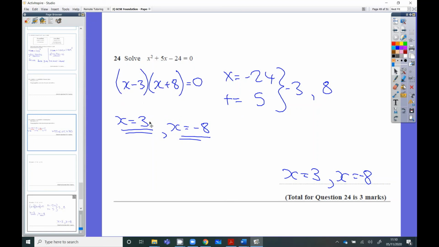How do we make this first bracket 0? That is when x is 3, because when x is 3, 3 take away 3 is nothing, and nothing times whatever is 0. Then moving on to the second bracket, that is 0 when x is minus 8, because whatever times 0 is also 0. So our two solutions here are x equaling 3 and x being minus 8. And just note how your solutions are the magic numbers but with the signs reversed.